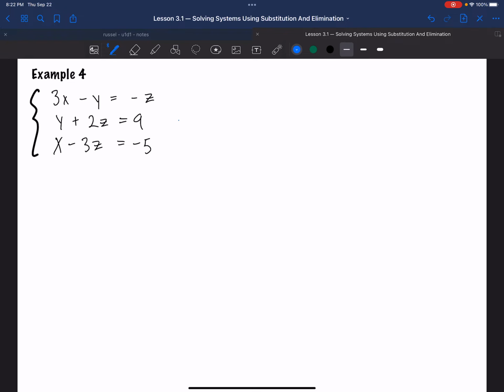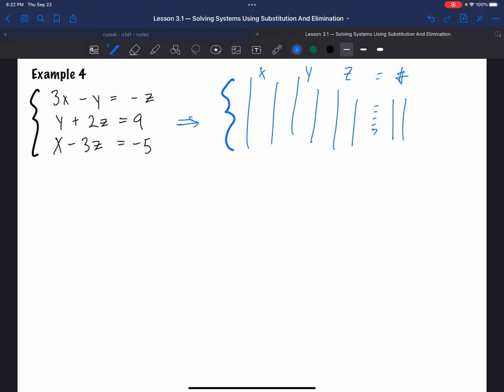So I'm going to use blue here. I'm going to do a little double arrow like this. And all I'm going to do is rewrite the system so that it has each x, y, and z term on the left side of the equation and the constant term on the right side of the equation. So in essence, I'm making an x column, a y column, a z column, and then there's going to be an equal sign everywhere, right? And then I'm going to have my constants in their own column, like so.